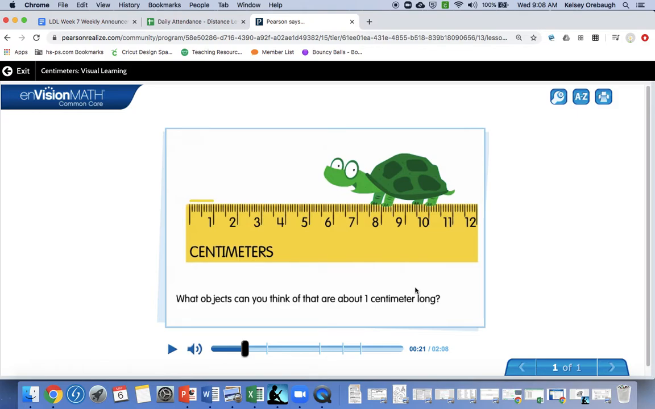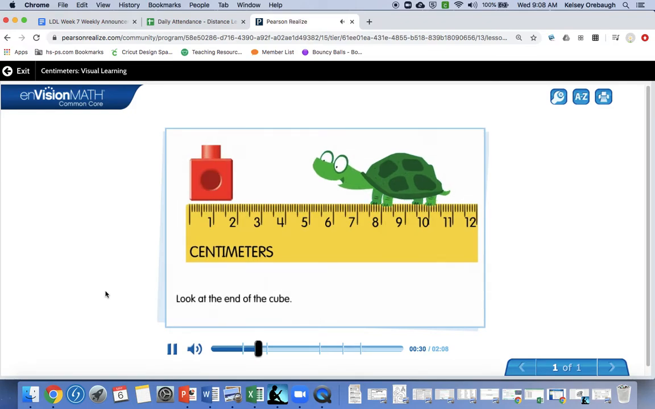It's very tiny. Remember I told you the centimeter is about the width of your smallest finger. So your pinky finger, that width, that's about 1 centimeter wide. Some objects that are about 1 centimeter long are your fingernail and a blueberry.